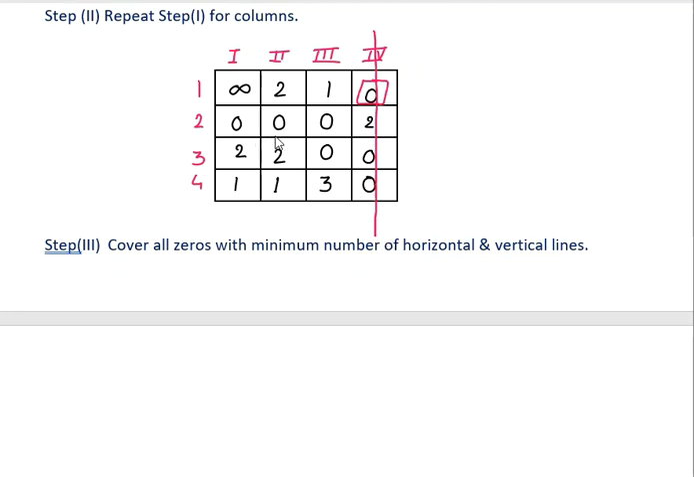Then in the second row, there are 3 zeros. In the third row, there is a single zero. So we use this zero now. Because this zero is already crossed, from the remaining 3 numbers, there is a single zero. So we use this zero for an assignment, and since it is an assignment in a row, we draw a vertical line.